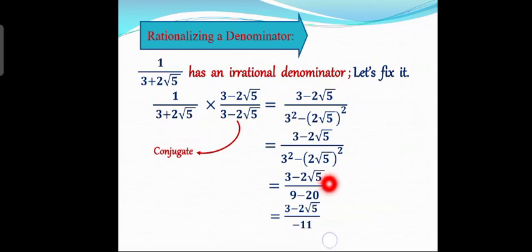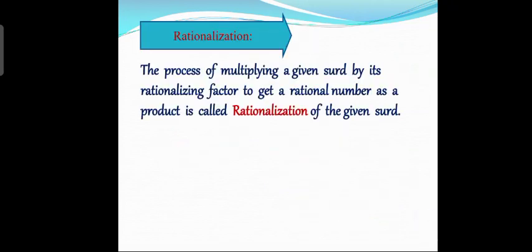So rationalizing the denominator makes the denominator a rational number. Rationalization. We have learned this. The process of multiplying a given surd by its rationalizing factor, and the rationalizing factor is also called the conjugate, to get a rational number as the product is called the rationalization of the given surd.